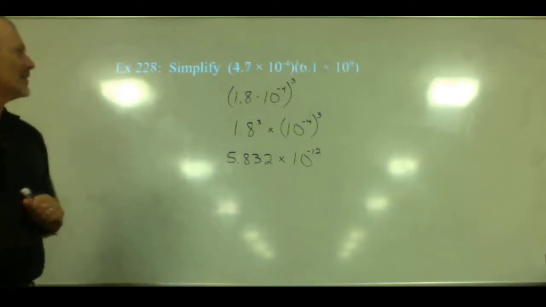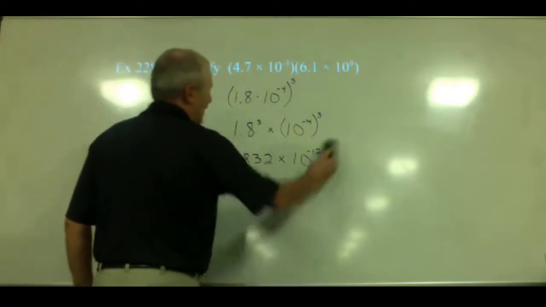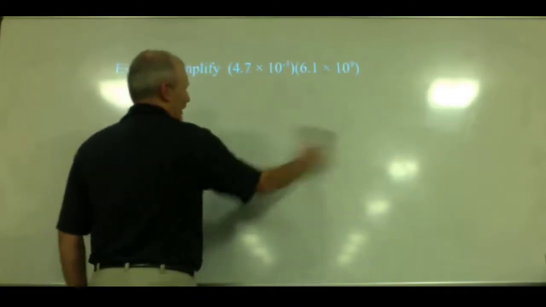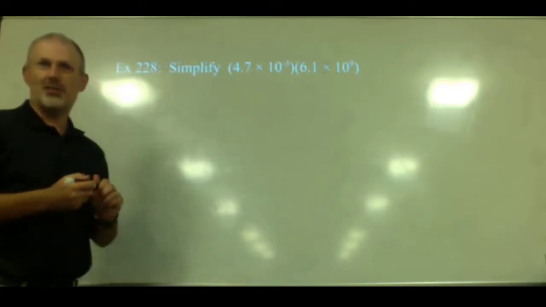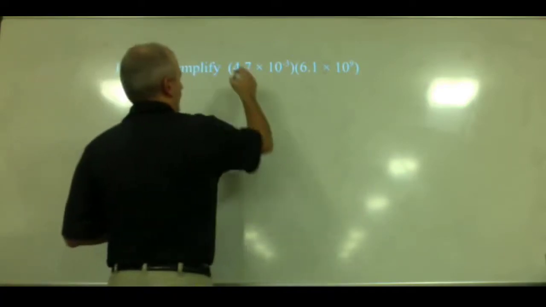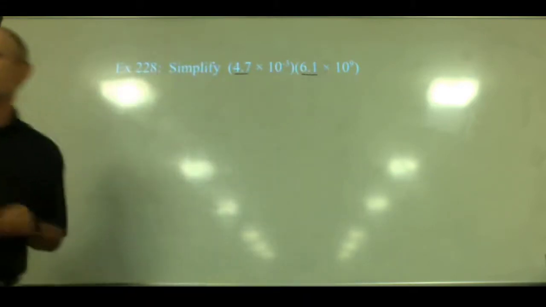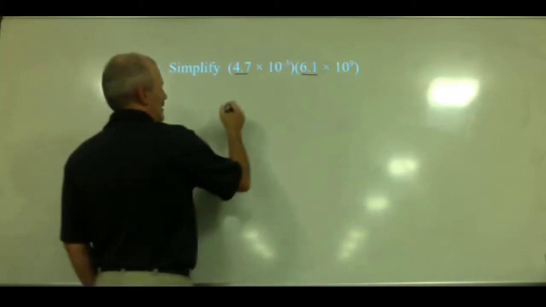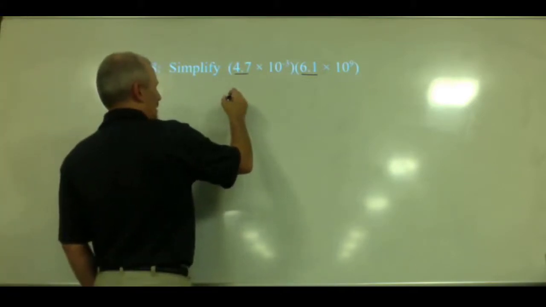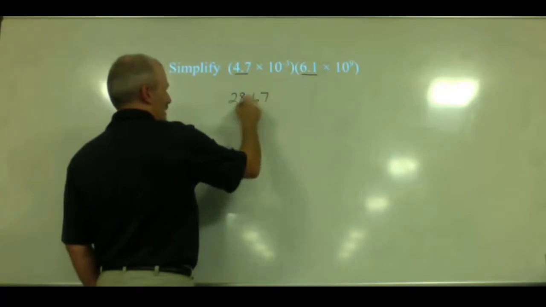Okay, so let's try this one. This one is a little bit different, but similar, but you're going to see what happens here in a second. So what did we say that we want to do? We want to multiply those two numbers together. So what are we going to get when we multiply those two numbers together? 28.67. Okay, everybody getting that?